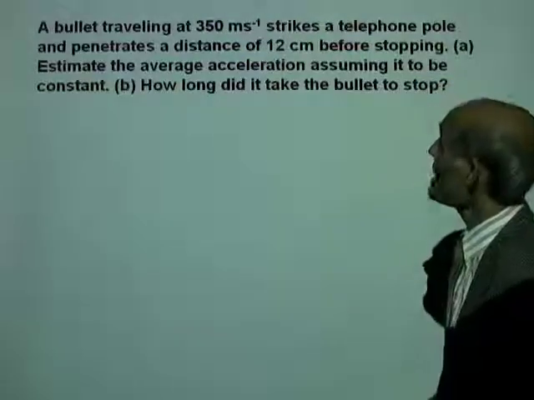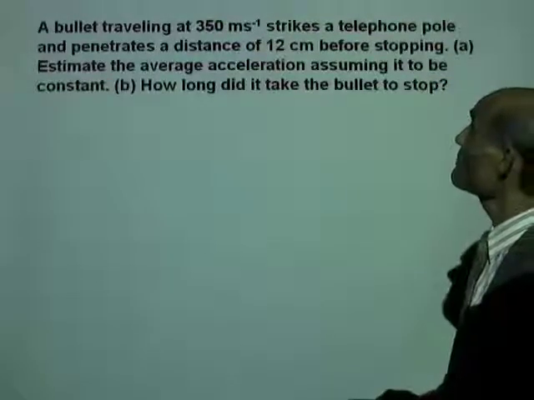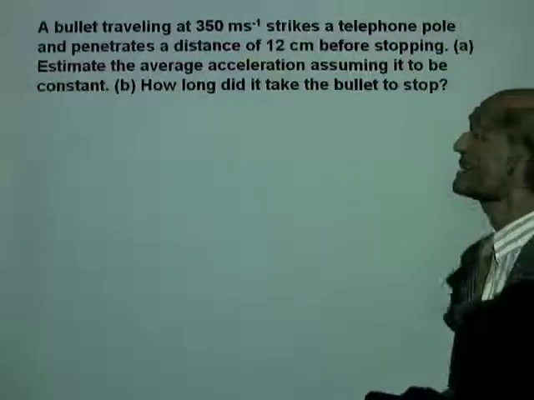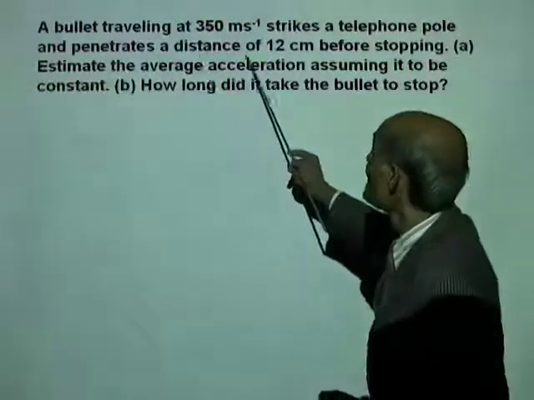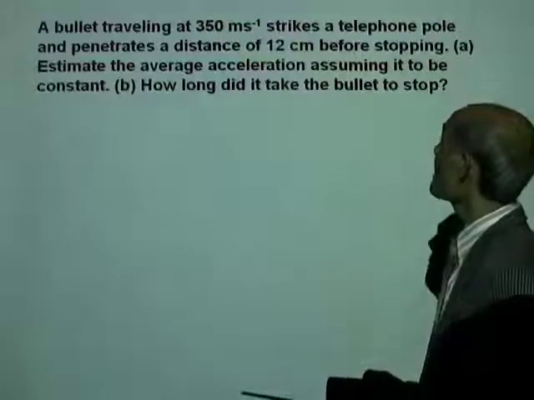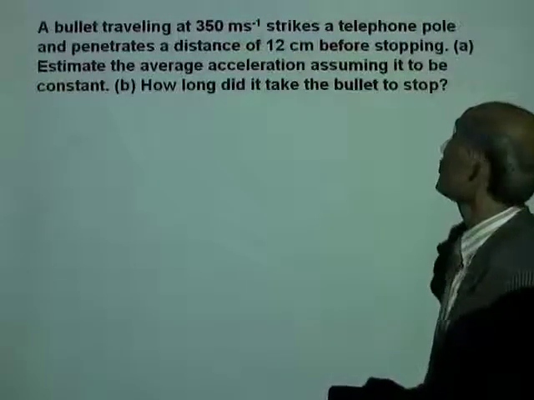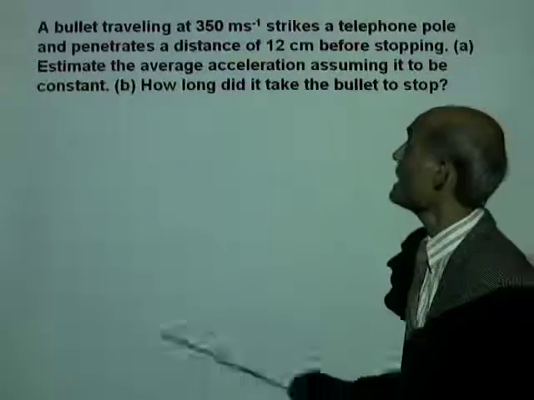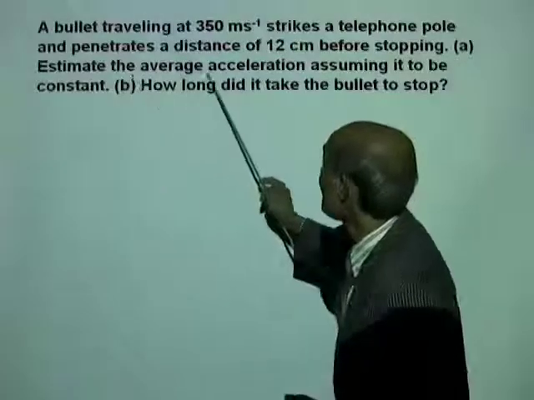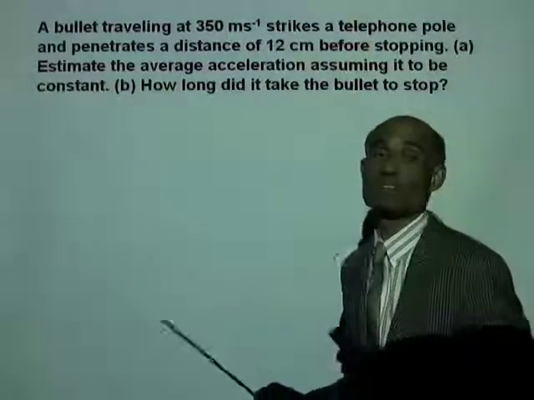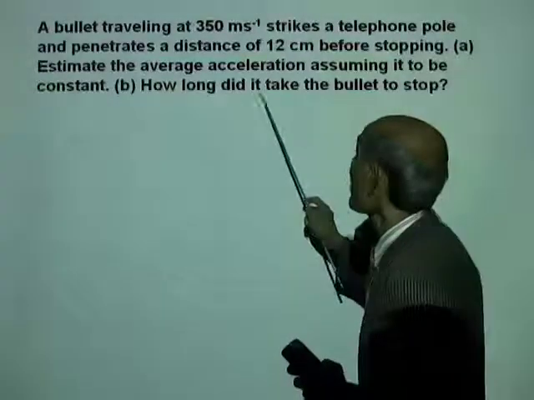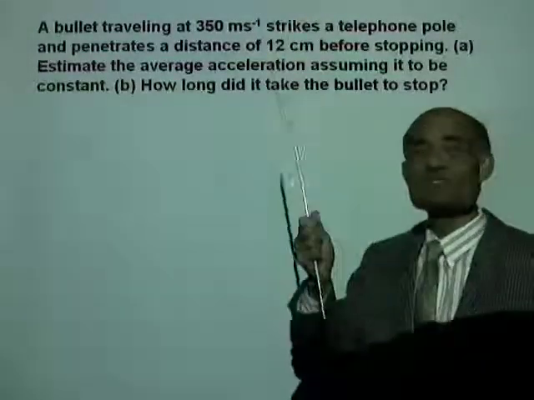A bullet traveling at 350 meter per second strikes a telephone pole and penetrates a distance of 12 centimeter before stopping. A. Estimate the average acceleration assuming it to be constant. B. How long did it take the bullet to stop?